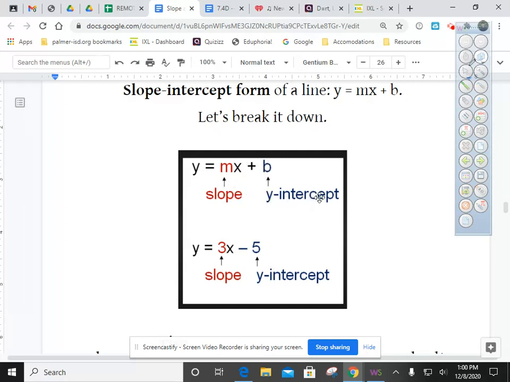B is called the y-intercept. We talked about this yesterday. What is the y-intercept? It's where it crosses the y-axis. So if we have this equation, y equals 3x minus 5, the slope is 3, and the y-intercept is what? Negative 5.